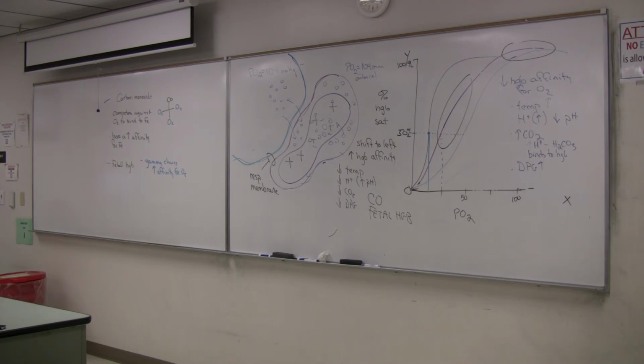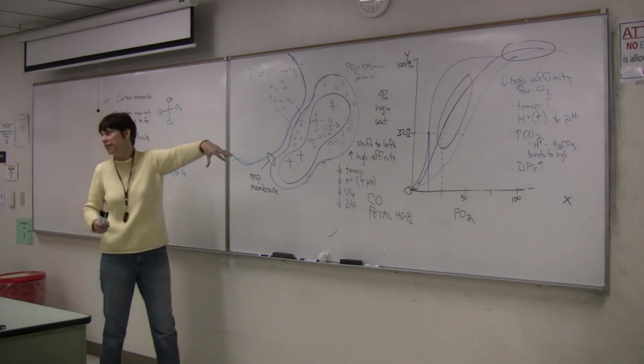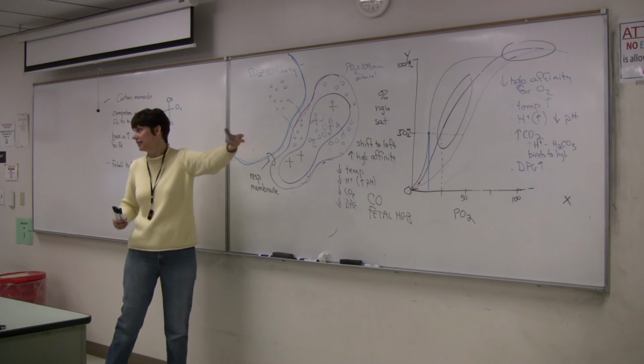So you said adults have 2 alpha, 2 beta chains, what does the fetal have? 2 alpha, 2 gamma. Okay, so they have the higher affinity. There's another interesting thing that goes on. Remember the DPG that I talked about? The mother's red blood cells are making DPG. That increases the amount of oxygen that she's giving off at the placenta.